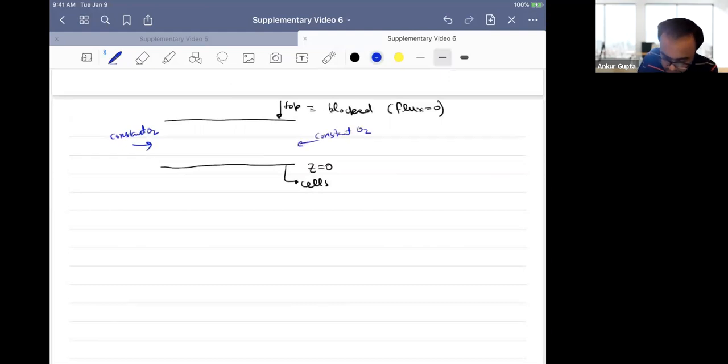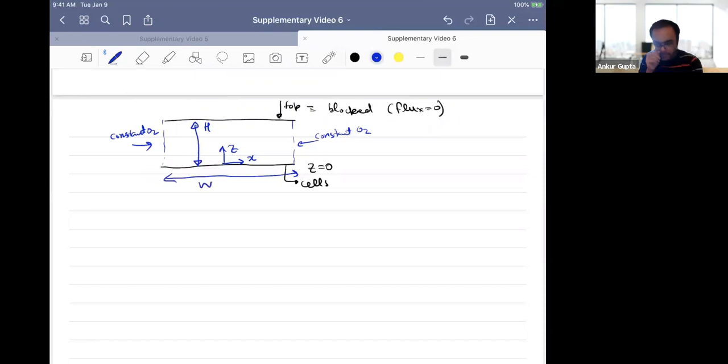Okay, so this is Z, this is X. Okay, and then this is constant O2. So the paper uses this to be H, and is it 2W or is it W? This whole thing is W. Okay, so this is now our system, X and Z, and we have the equation.